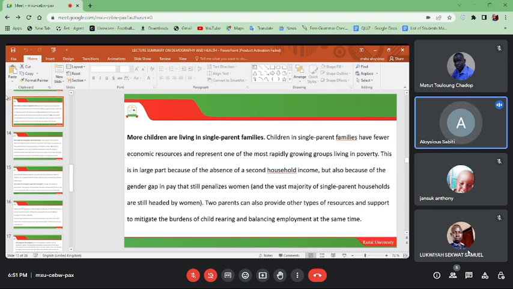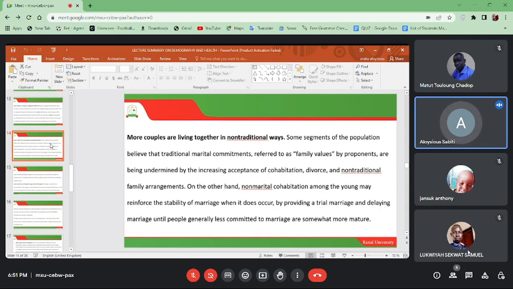The second is more couples are living together in non traditional ways. Some segments of the population believe that traditional marital commitments, referred to as family values by proponents, are being undermined by increasing acceptance. So, in this modern setting, you're realizing there's increasing acceptance of cohabitation, divorce, and non traditional arrangements. And this is a delay in our family values.